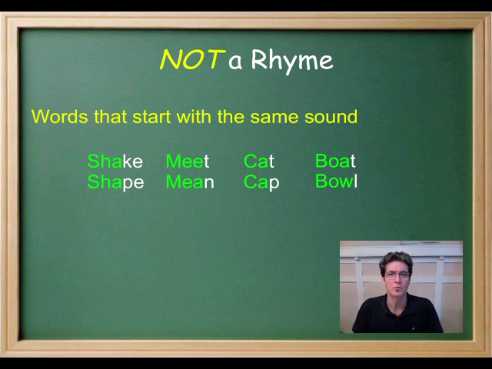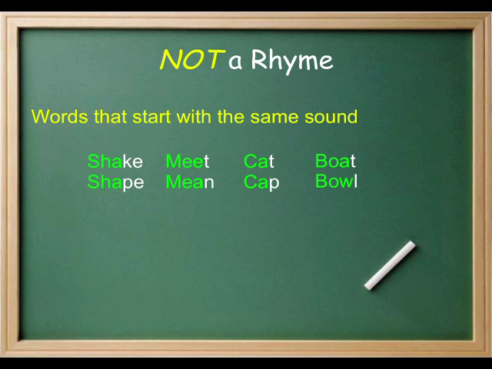Now, here are some examples of words that are not a rhyme. It's not a rhyme when words start with the same sound. So if you look at the words shake and shape, those two words sound a lot alike because they start with the same sound. But they don't end with the same sound, and so those are not a rhyme. The same is true of meet and mean. They both start with me, but they don't rhyme because they don't end with the same sound. Meet ends with that T sound, and mean ends with that N sound. The same here is true of cat and cap, and boat and bowl.